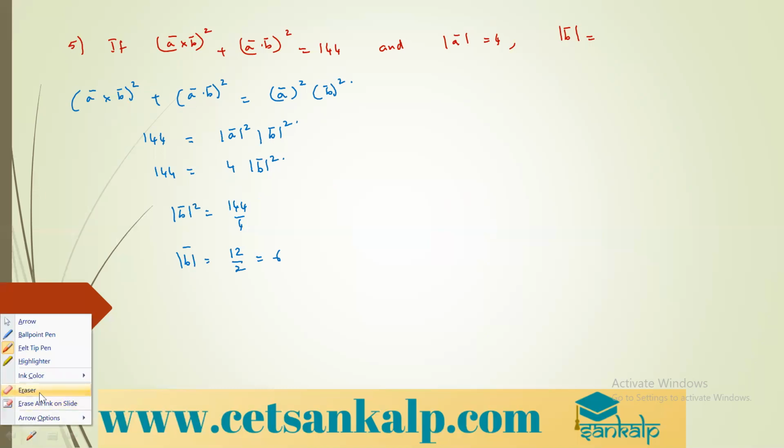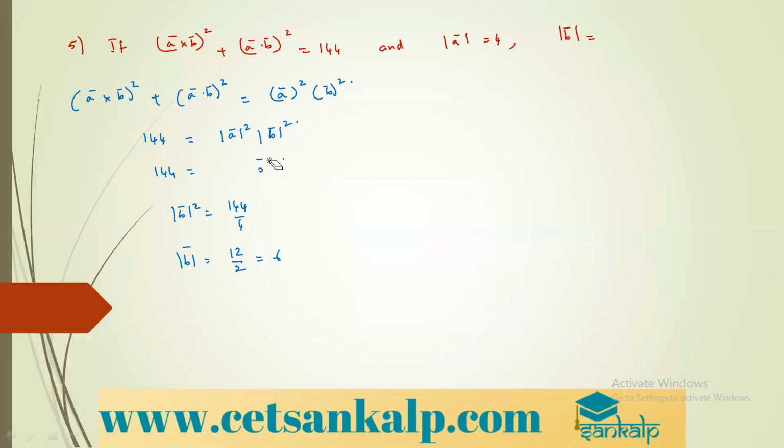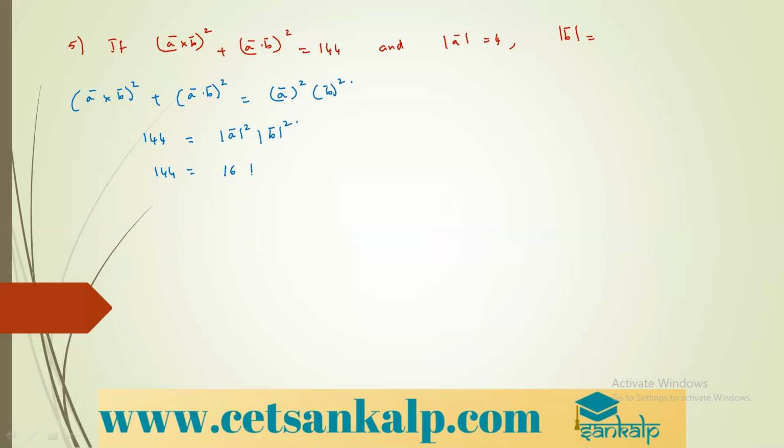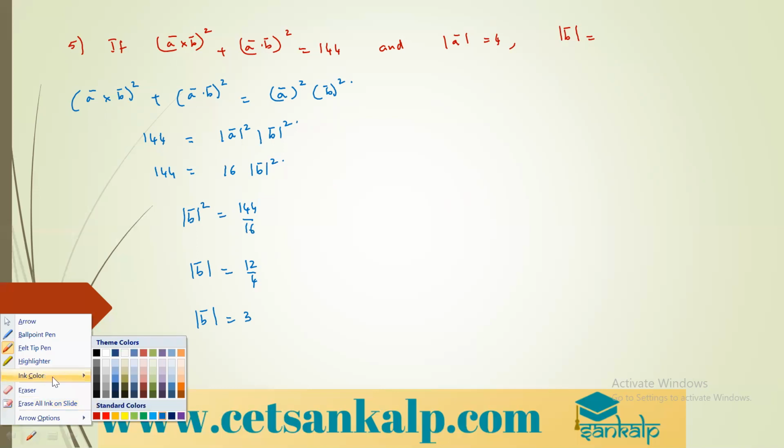Sorry, one mistake I made here. I did not square it. And that's why I'm not getting the options. What I mean is magnitude of a square is 16 into magnitude of b square. So magnitude of b square is 144 by 16, or magnitude of b is 12 by 4. That means magnitude of b will be 3. That is only the small mistake. You can correct it.